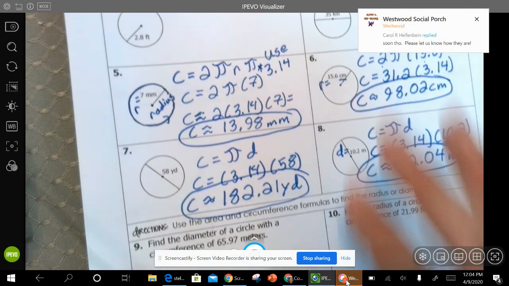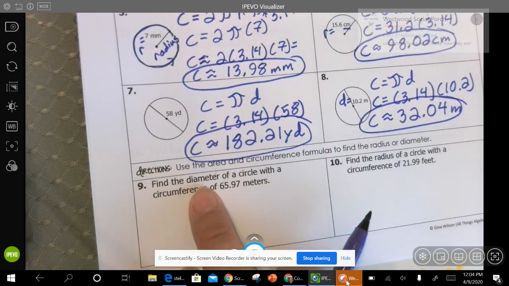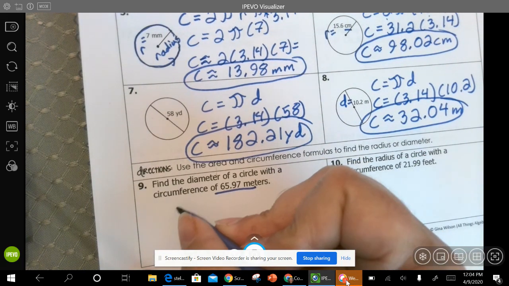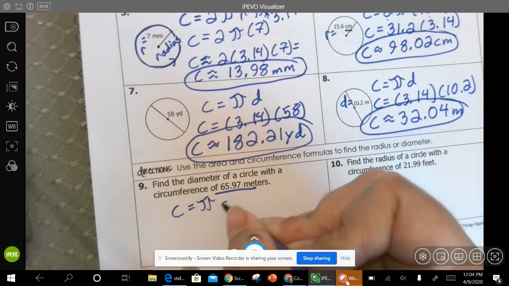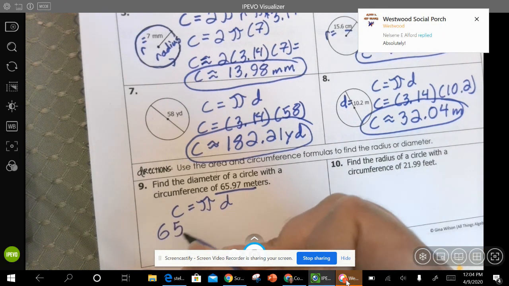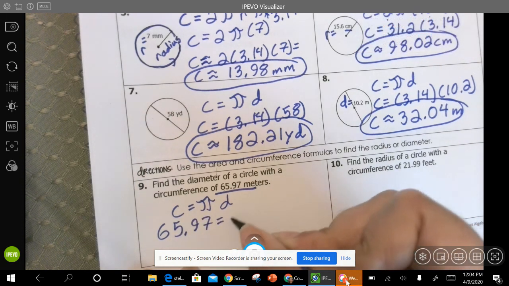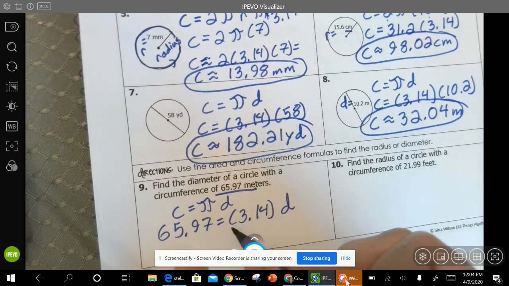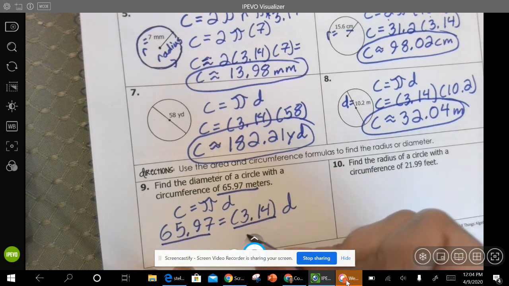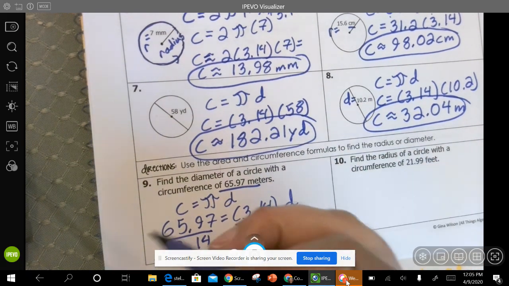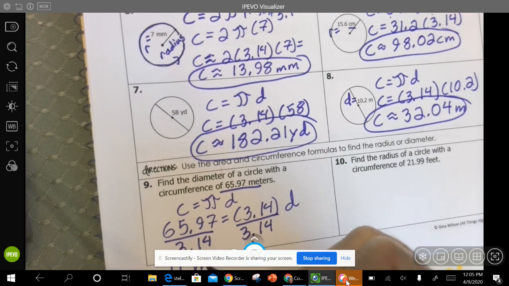Okay, so we have a couple word problems to work on. It says find the diameter of the circle. They give us the circumference. So we're going to go circumference is equal to pi times d. Get in the habit, everybody, of writing the formula, and then I substitute in the circumference. Remember 3.14 for pi, and then we divide each side because we're solving for the diameter. We have to get the diameter by itself. So diameter is going to be equal to 21 meters.